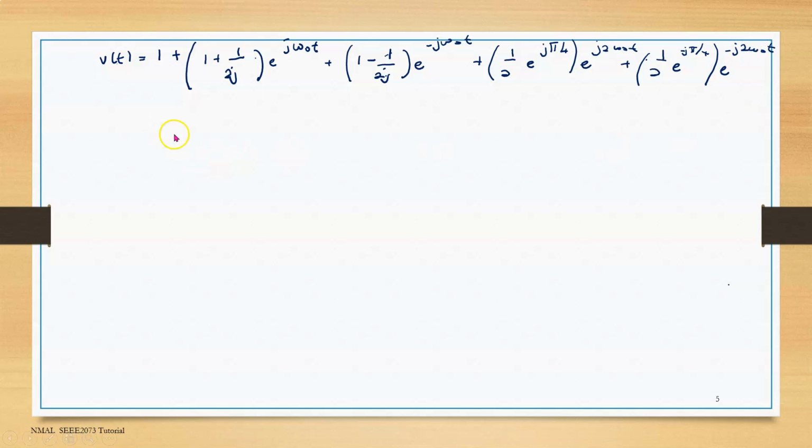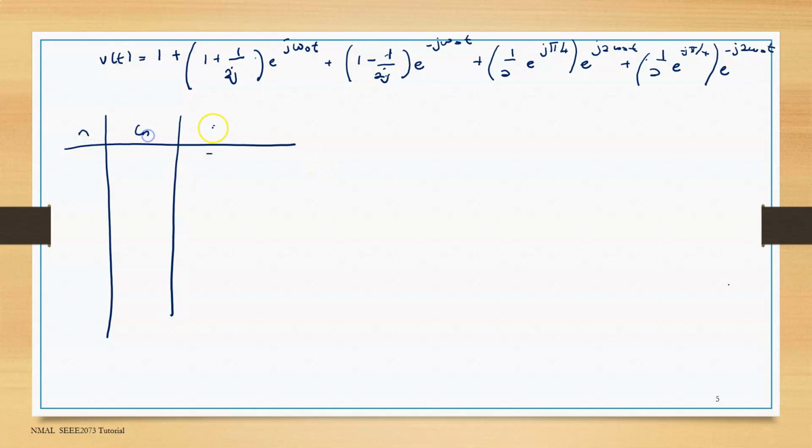You can further simplify this. However, the question asks you to find the complex Fourier series coefficient for the signal, so you can directly take the coefficient from this equation. Draw the table for n, and for c negative n, which is the negative part of the Fourier series coefficient. So we have 0, 1, 2 only.